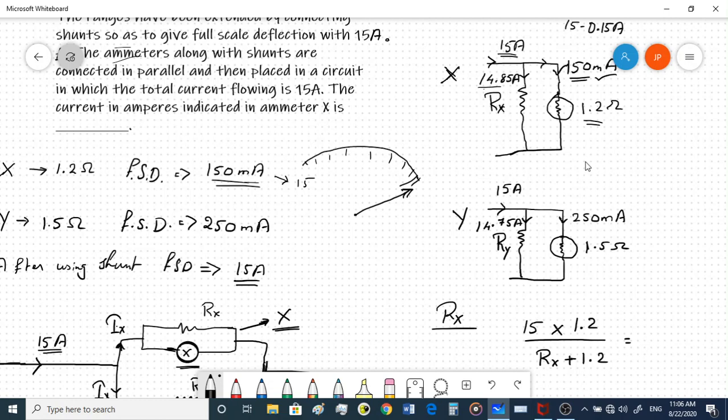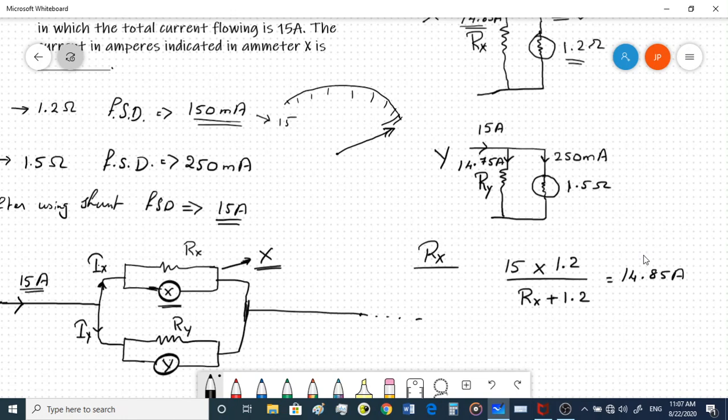The current through Rx we have already seen, that is 14.85 amperes. Now if you solve this, you will get the value of Rx as Rx is equal to 0.01212 ohms. This will be the resistance of Rx for extending the X meter to a full scale deflection of 15 amperes. Now we'll find what is Ry.